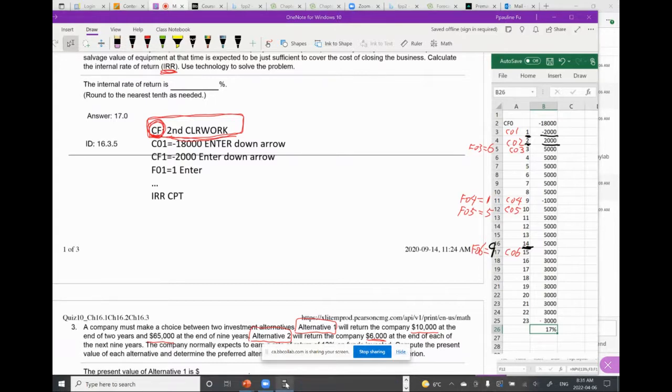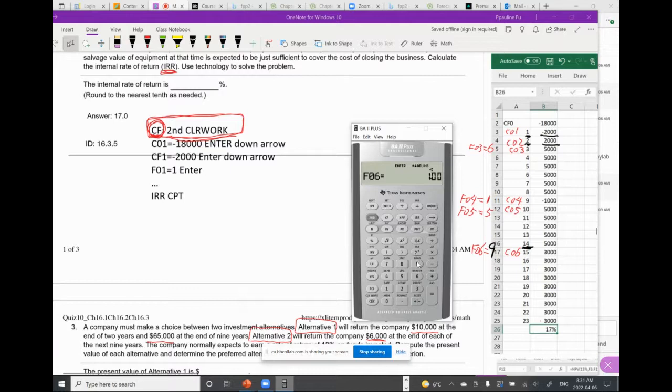So go back to my calculator. This is 9, frequency 9. Enter. Okay, and then you enter all the cash flow values. This time you press IRR, this button, and then press CPT, compute. So you get 16.99%. The question asks for the nearest tenth, so it is 17%.